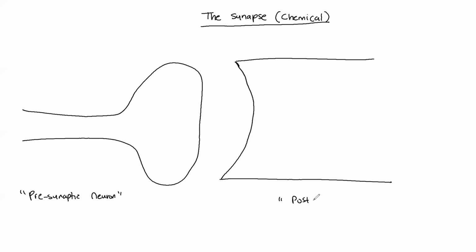Postsynaptic neuron over here. All right, here we have our axon, right? This is our axon terminal. And this space here is called the synaptic cleft. This gap here is called the synaptic cleft.